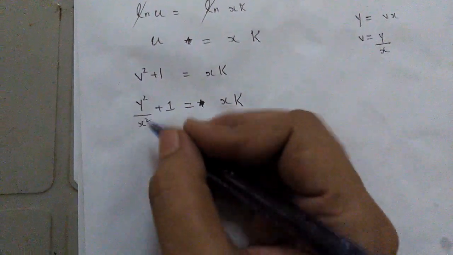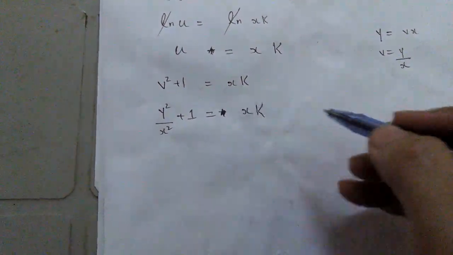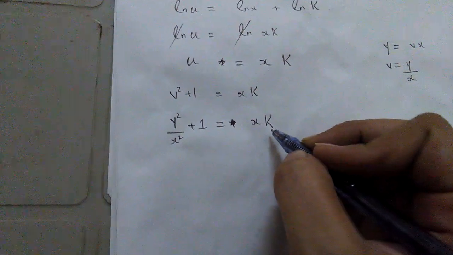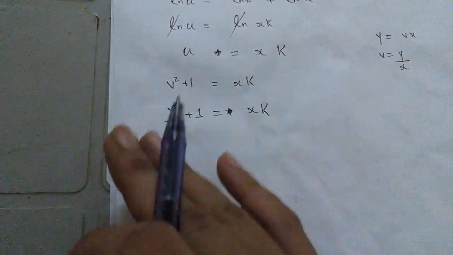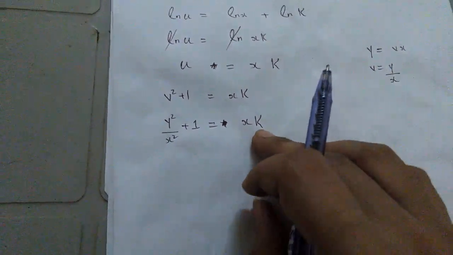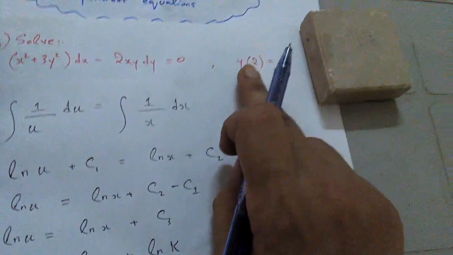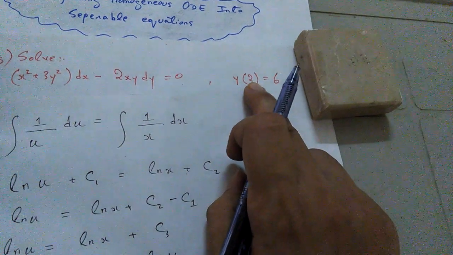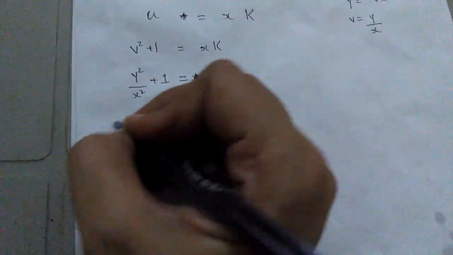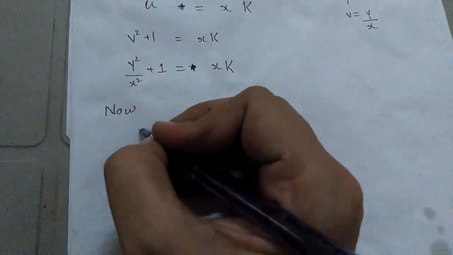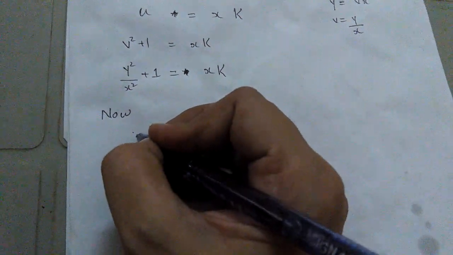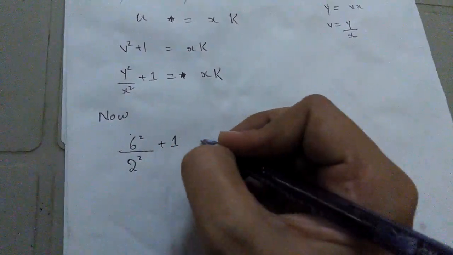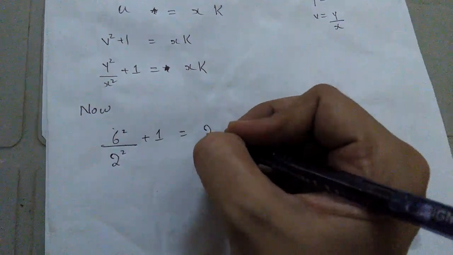So now what we have to do is find the value of our k here. As we have restored all our original variables, we are going to find the value of this constant k with the help of these values. So y is equal to 6 when x equals 2. That's what it means. So in the place of my x, I'm going to write my 2 here. In the place of my y, I will write my 6 here. And this is 2 times k.